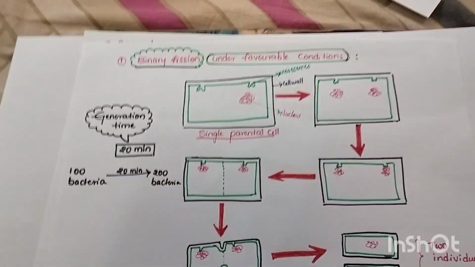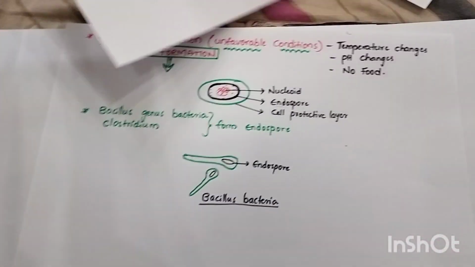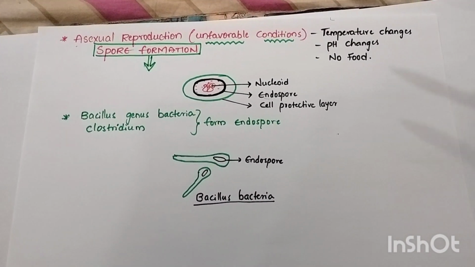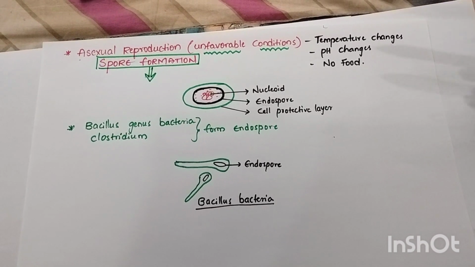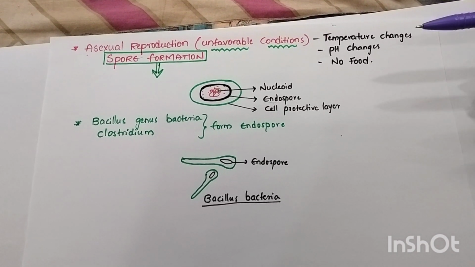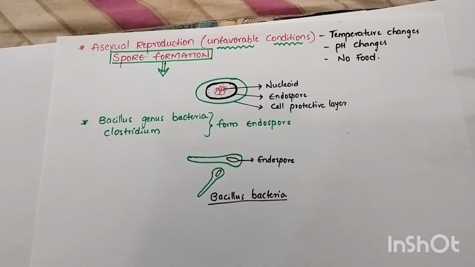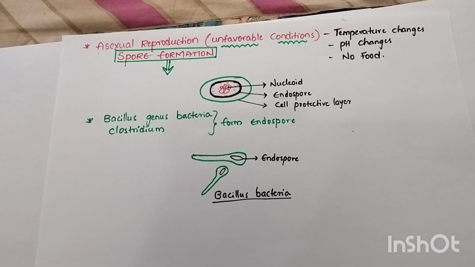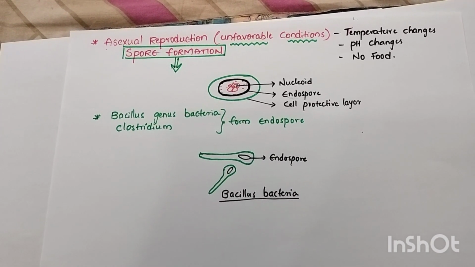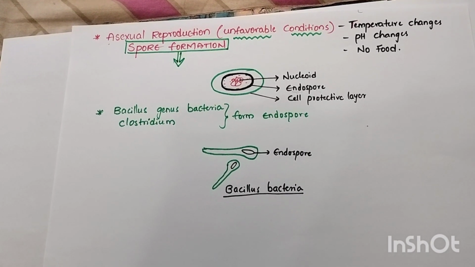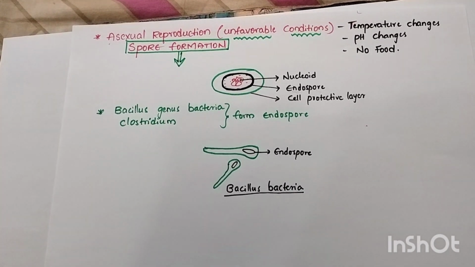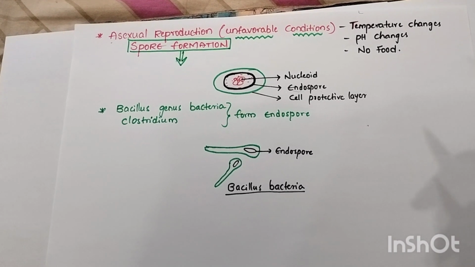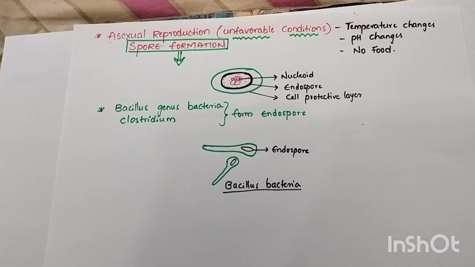But what happens during unfavorable conditions? How do the bacteria survive during unfavorable conditions? See, unfavorable conditions means if the temperature falls suddenly to minus 100 degrees centigrade, or sometimes the temperature rises to plus 100 degrees centigrade, sometimes pH changes, and sometimes there will be no food available for the bacteria to eat. Under such extreme conditions, most of the bacteria die, but some bacteria produce an endospore inside the body.